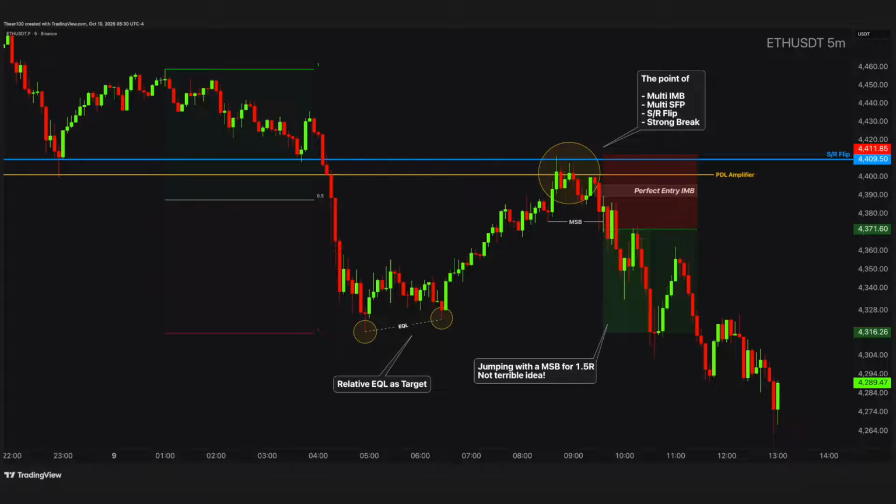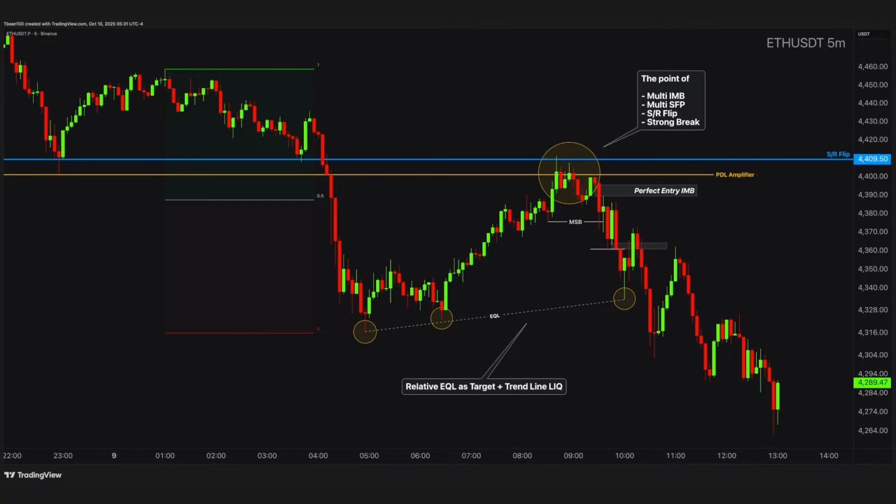If you missed the first entry, no worries. The next thing you can do is look for more structure breaks or new imbalance areas to catch another trade. Also notice how those relative equal lows have now turned into a clean trendline liquidity area. That's another setup worth paying attention to. So at the end, this was another 1.5-hour trade. Now these trades didn't bring huge profits like 2+ hour setups, but they were still good enough to be tradable and make some cash.